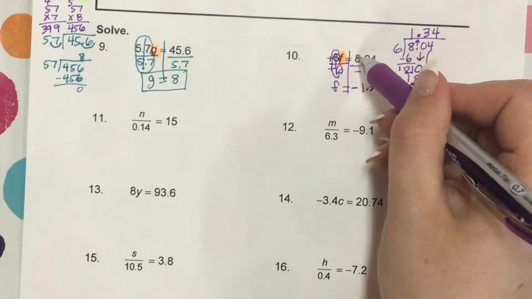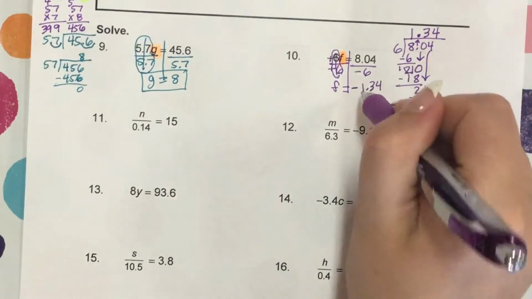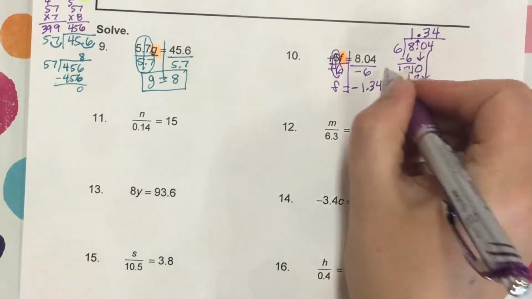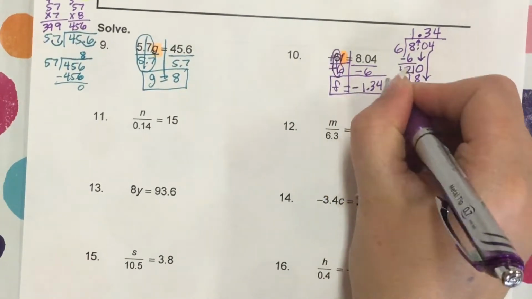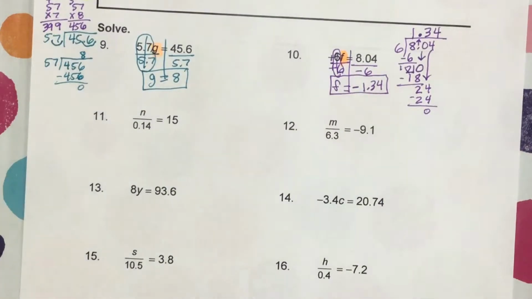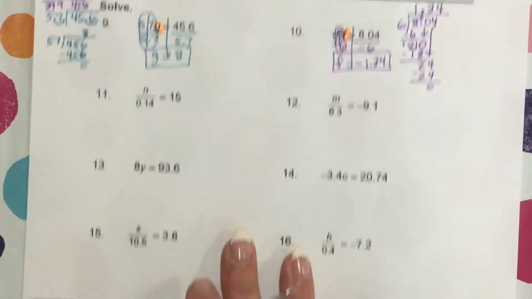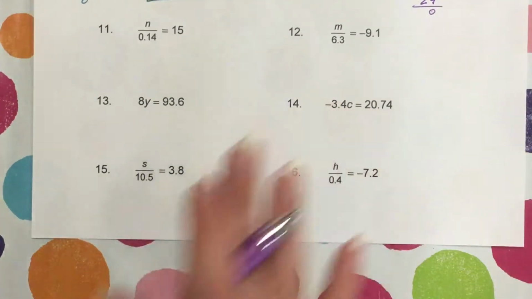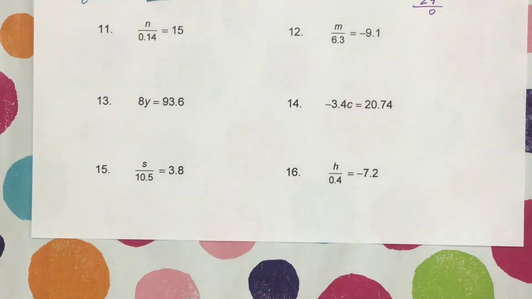We already figured out that a positive divided by a negative is a negative, so we know that our answer is negative 1.34, but that's it. So if you got that right, great job. All right, on to number 11. So in number 11, we are trying to figure out what n is.